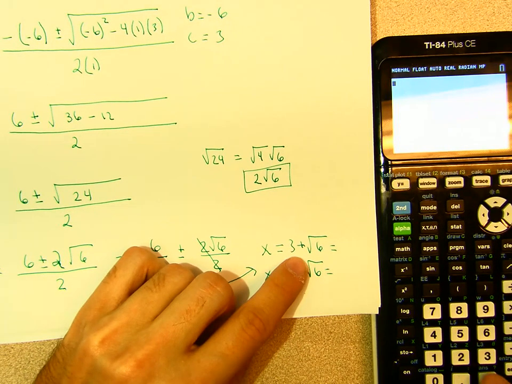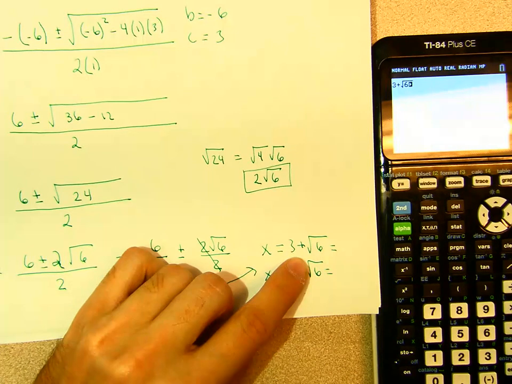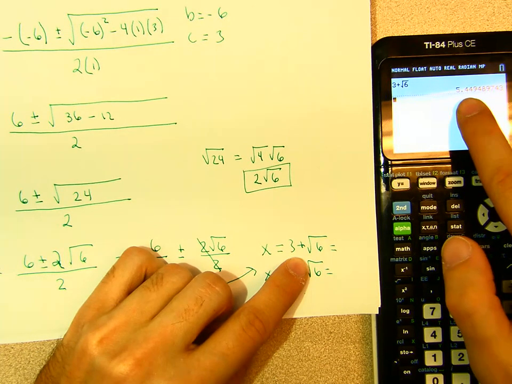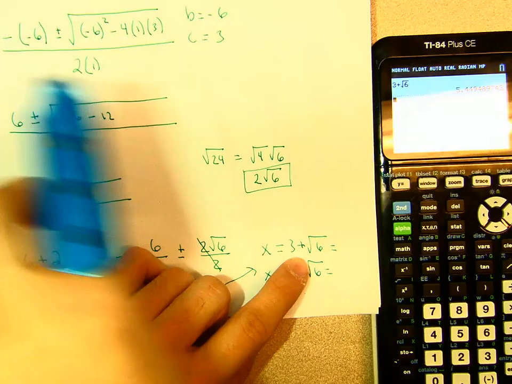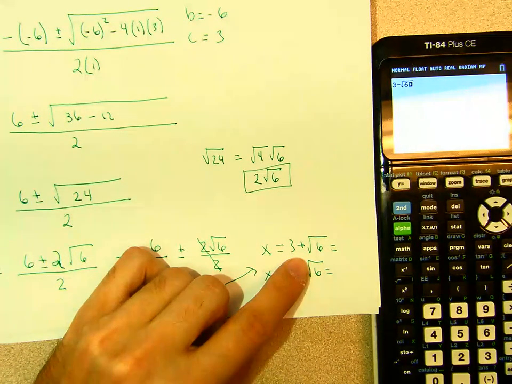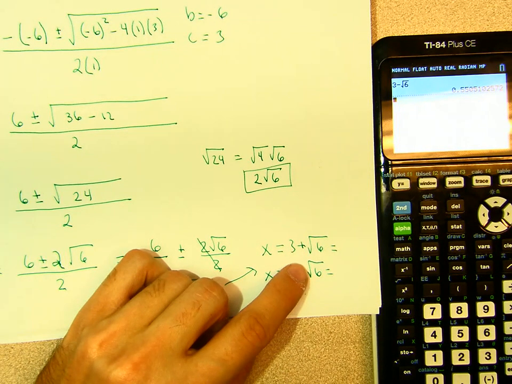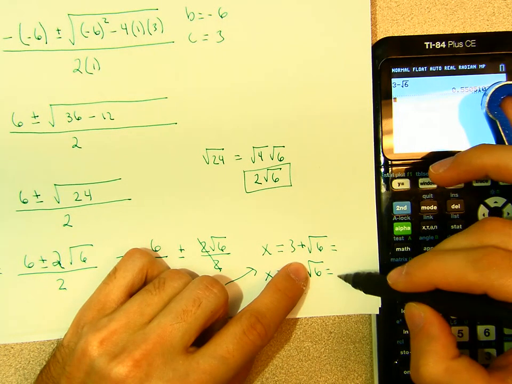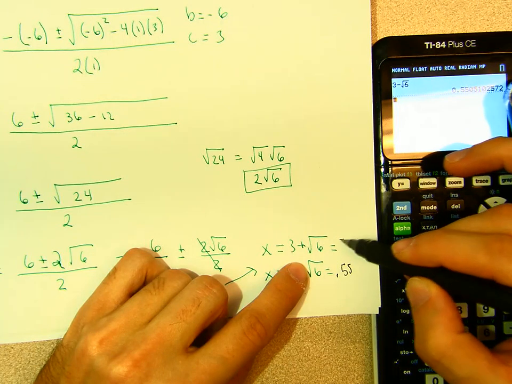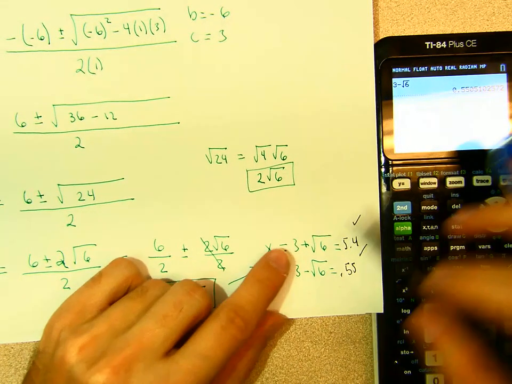Okay, so let's see, 3 plus second square root 6, and bam, we got that 5.4, which matched over there. And let's try the other one, 3 minus second square root of 6, and it's 0.55, and these numbers match. Okay, so it was 0.55 and 5.4, and these are the solutions. Or you could have it like this.